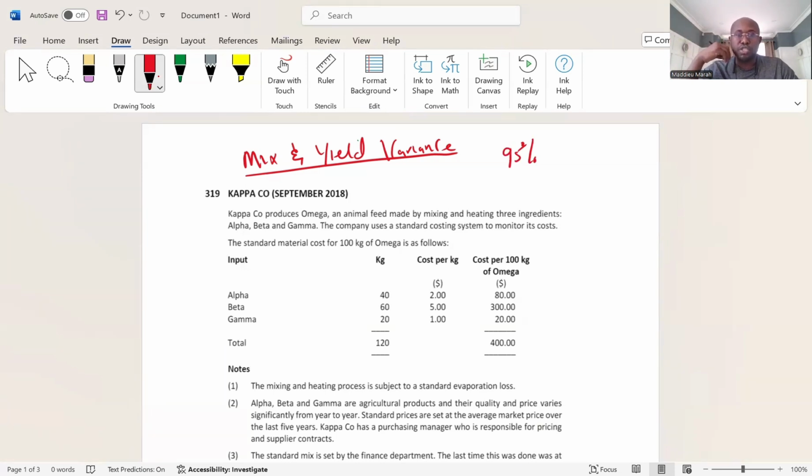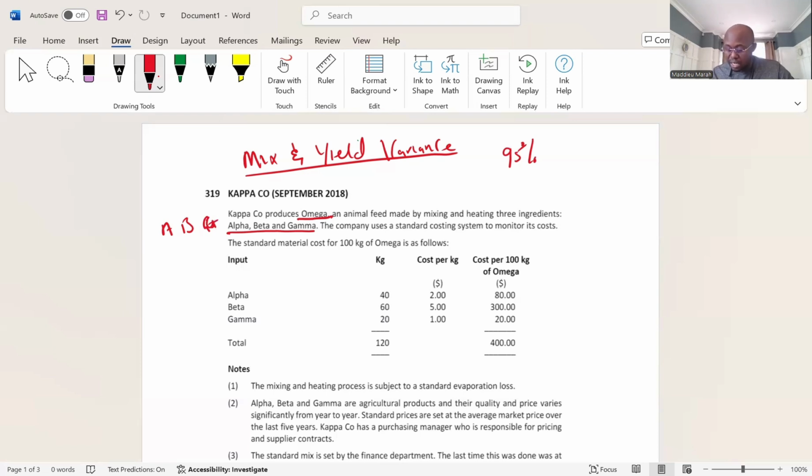Kappa Co produces omega. So we are producing omega, an animal feed made by mixing and heating. So the process is mixing and heating three ingredients: alpha, beta, and gamma. A, B, and G. These are our products.